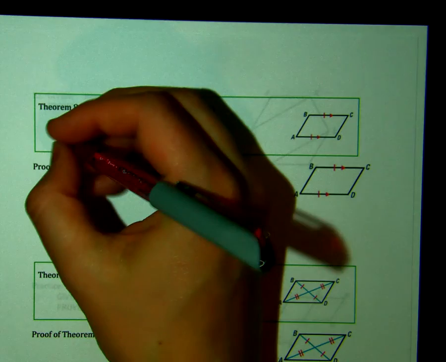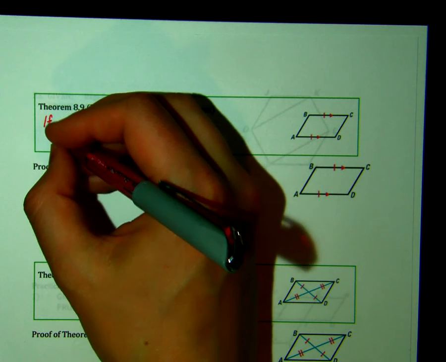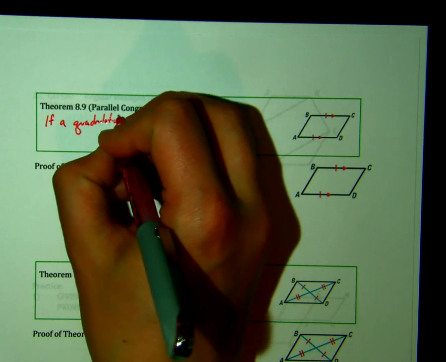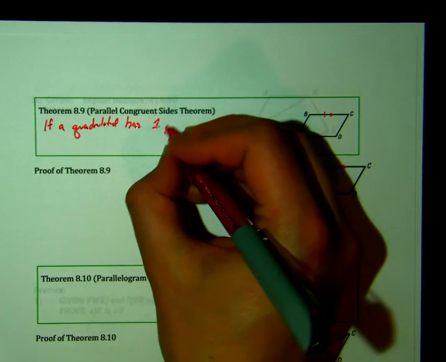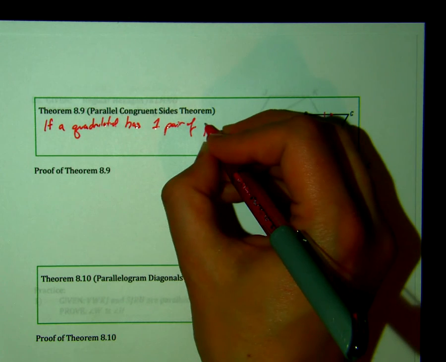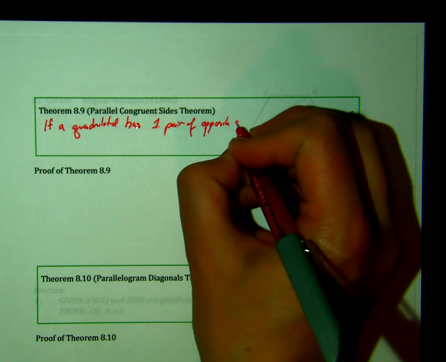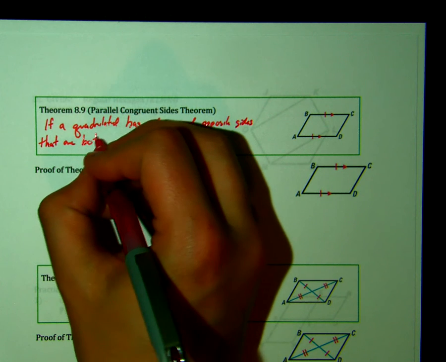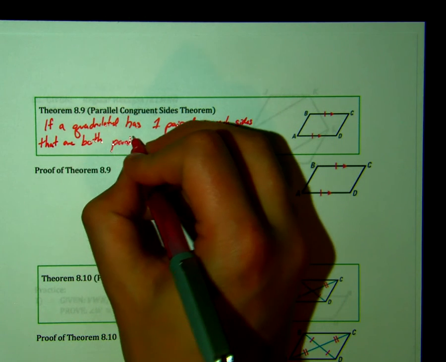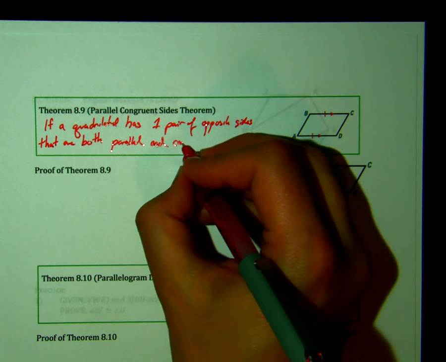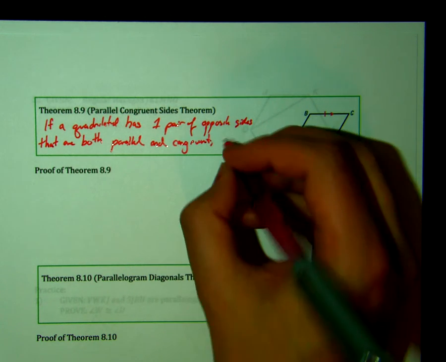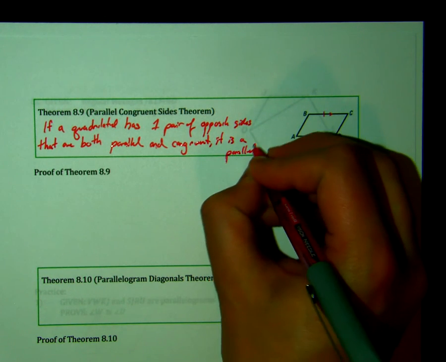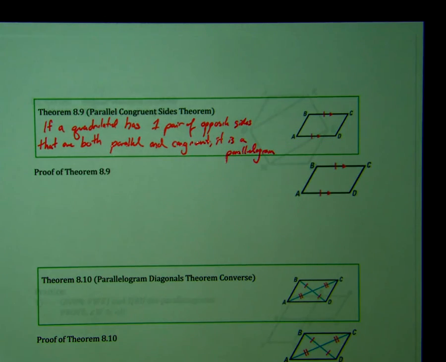Okay, so this is an interesting one where if a quadrilateral has one pair of opposite sides that are both parallel and congruent, it is a parallelogram.